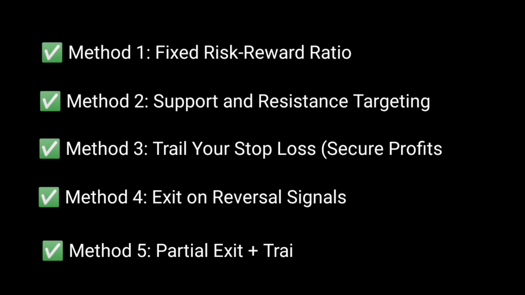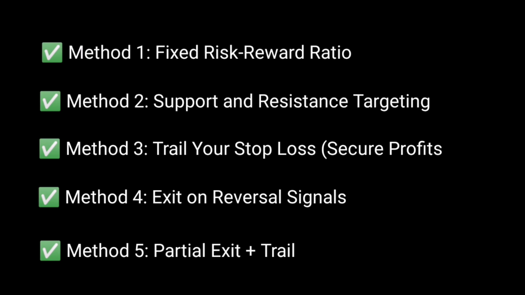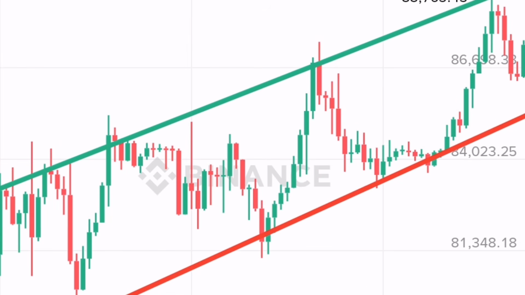Method 1. Fixed risk-reward ratio. This is the simplest and most popular method. Example, if your stop loss is 20 pips, aim for 40 or 60 pips profit. That gives you a 1 to 2 or 1 to 3 risk-reward ratio. Why this works: even if you win just 50% of your trades, you still make money. This keeps emotions out of your exits.